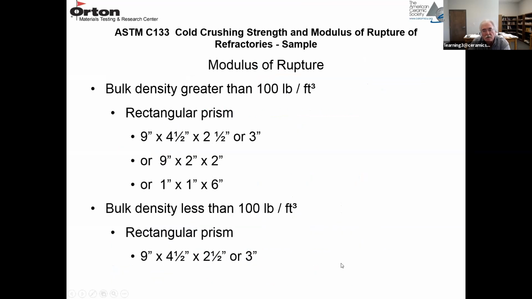So I think we'll stop there. We're about halfway through. We'll finish up with this other part of the test. We'll do high temperature strength and a tensile strength test, and then we'll finish up with the section on creep. So I think we'll just take a break now.